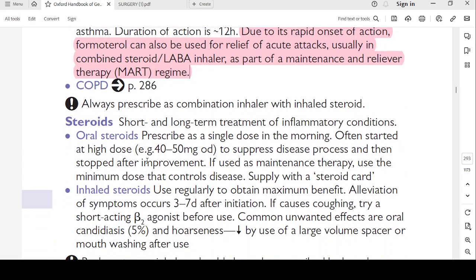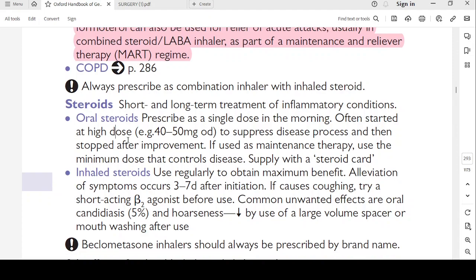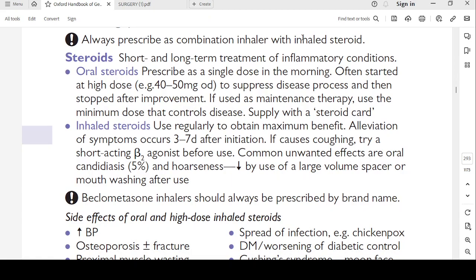COPD. We have already read about it. Always prescribe a combination inhaler with inhaled steroids. Short and long-term treatment of inflammatory conditions.